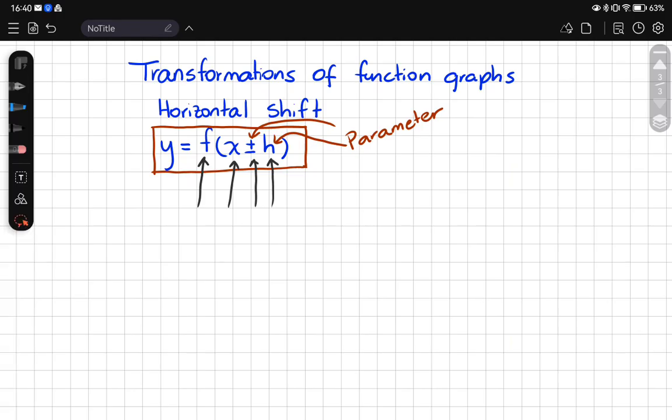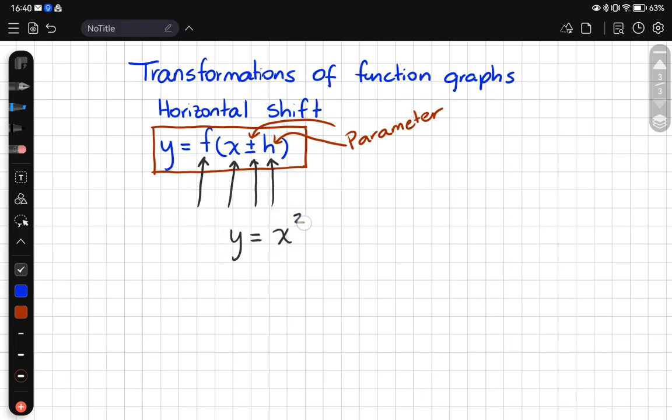So for instance, we have the function y equals x squared. If you remember, this one is a parabola, or the quadratic function, and this function has this shape. That is the shape you have to keep in mind. So now, what if we have something like this?